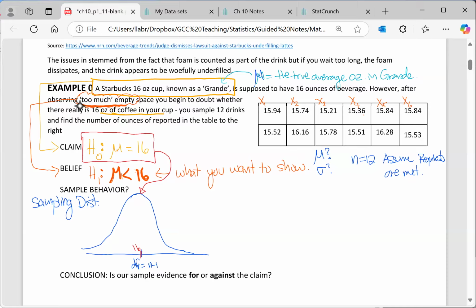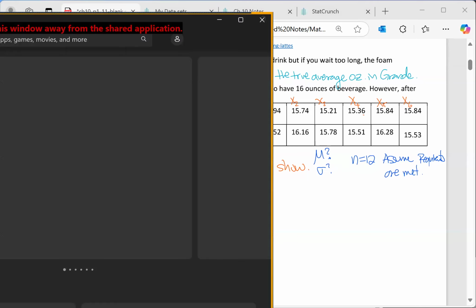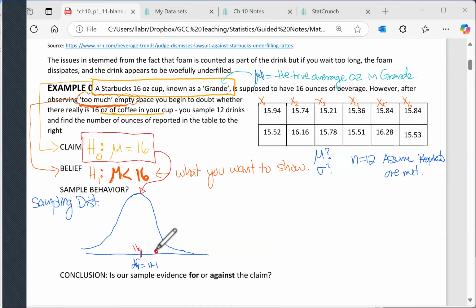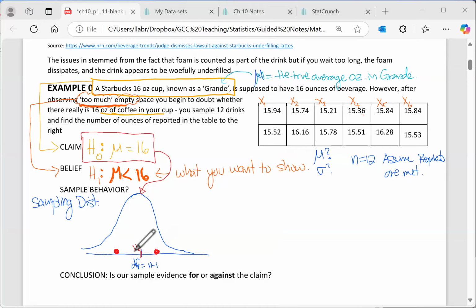Now, when I take an actual sample, I don't expect to land right at 16. I know just by random variability that I could end up maybe over here, or over here, or over here, or here. And so if we take a sample, it's way more likely that we will end up very close to the middle. It's very unlikely that we're going to land very far away from the middle. And that's what we did in chapter 8. We said, yes, we know this. So how does that help us?